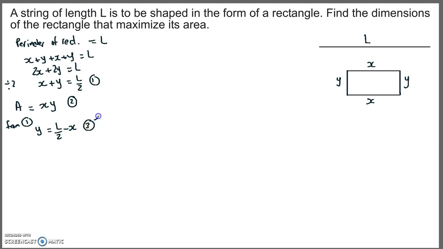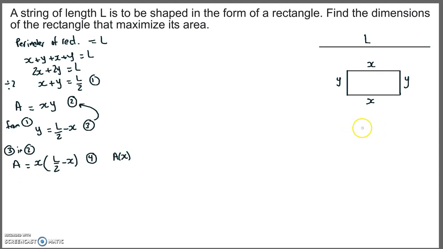And so what we're going to do now is substitute equation 3 into 2. So 3 in 2. That gives us A equals X times L over 2 minus X. And we'll call this equation number 4. So equation number 4 shows us that the area is just a function of X. So once we know X, we know the area of the rectangle for that specific value that we selected. So we want to find the value of X that maximizes the area. So how can we do this?